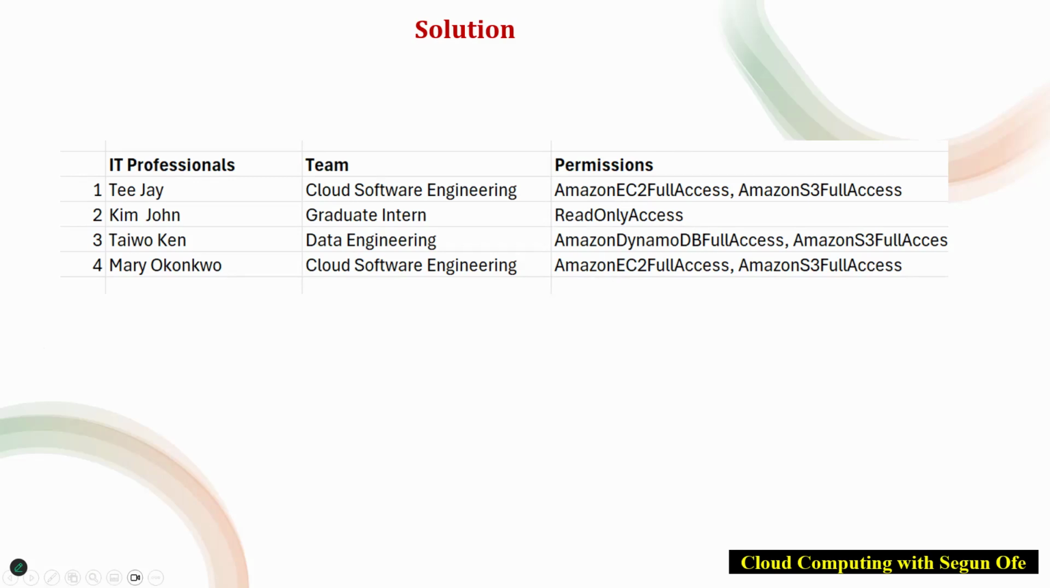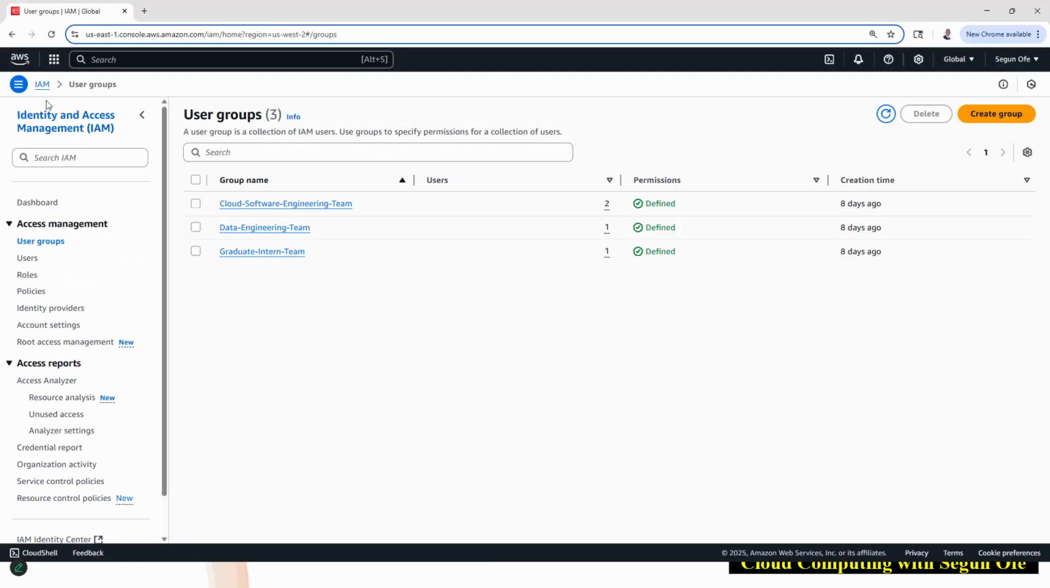So now, going to AWS. Let's go to AWS. We'll see. So here is IAM, right? And then here are the user groups. I already created the different teams, and then here are the users. So for example, if you look at this team now, right? Let me look at this graduate intern group. I just have one user there, right?